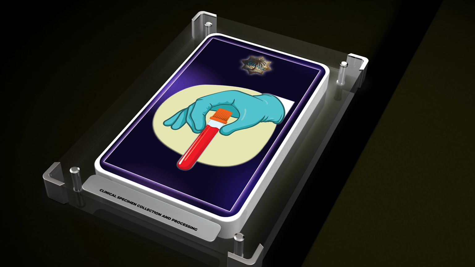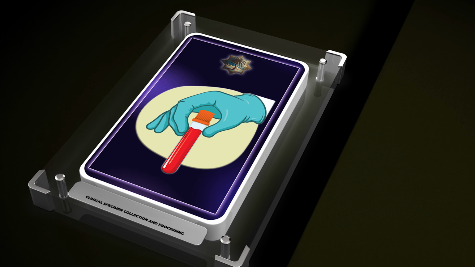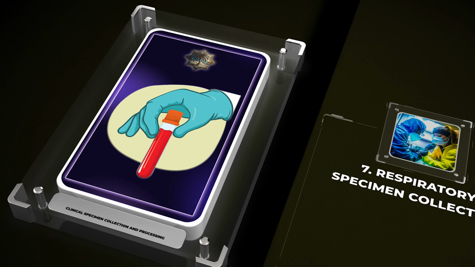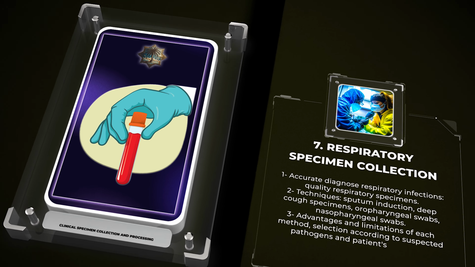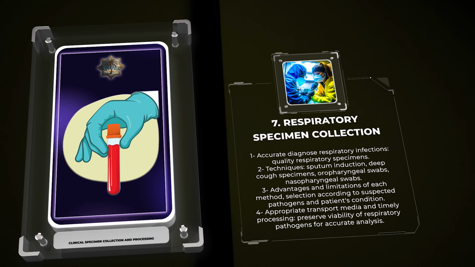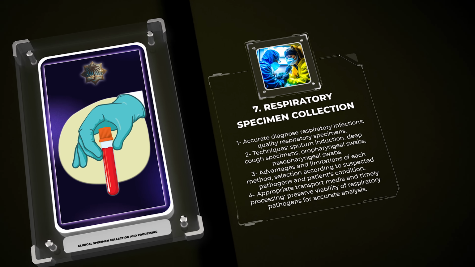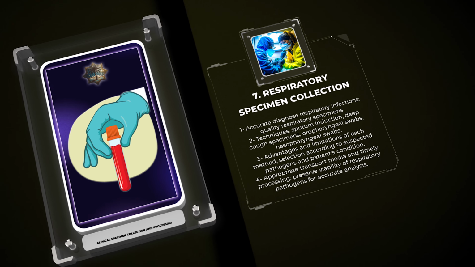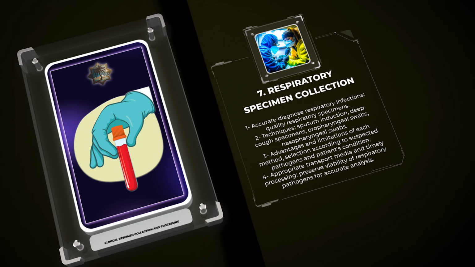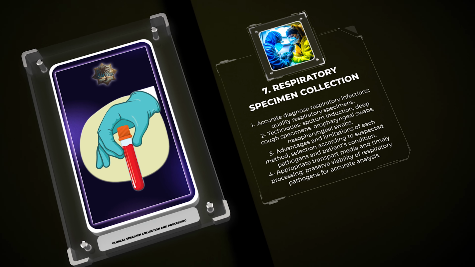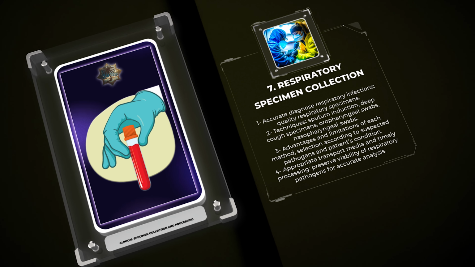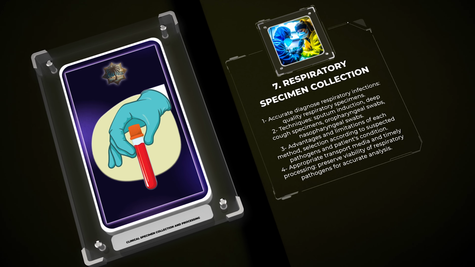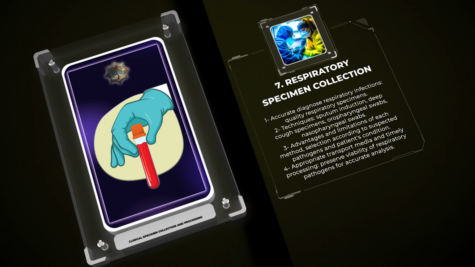To accurately diagnose respiratory infections, it is imperative to collect quality respiratory specimens. Techniques include sputum induction, deep cough specimens, oropharyngeal swabs, and nasopharyngeal swabs. Each method has its advantages and limitations and should be selected according to the suspected pathogens and the patient's condition. Appropriate transport media and timely processing are essential to preserve the viability of respiratory pathogens for accurate analysis.